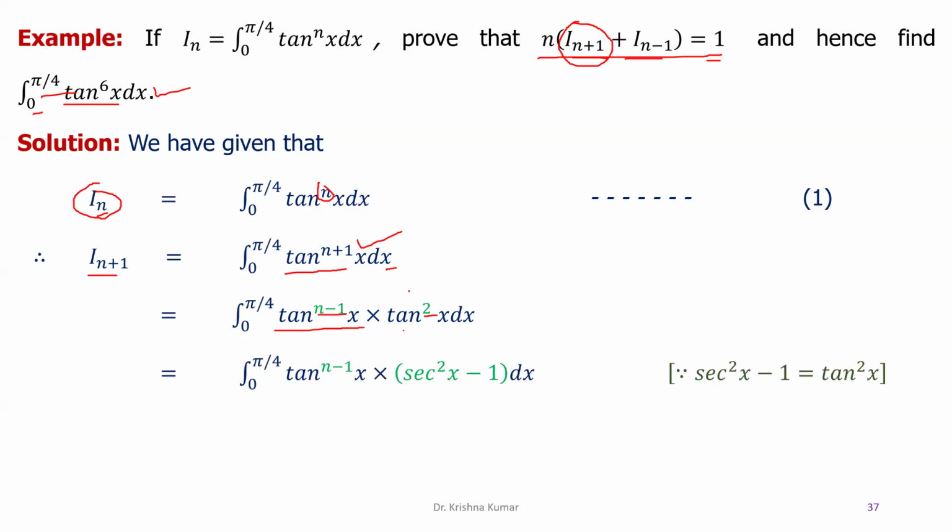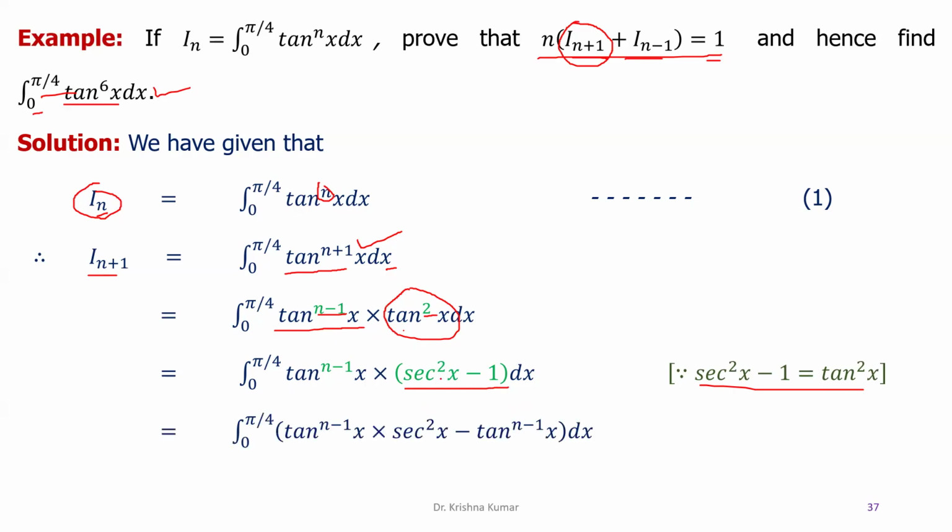Again, we know that tan square x is equal to sec square x minus 1. So we can put tan square x equal to sec square x minus 1. Now we open the bracket. So it will be the integration under the limit 0 to pi by 4 of tan to the power n minus 1 x into sec square x, this is the first part, and minus tan to the power n minus 1 x with respect to x.